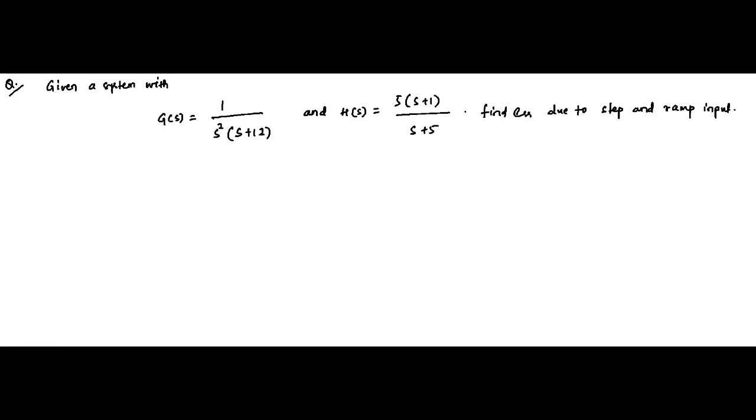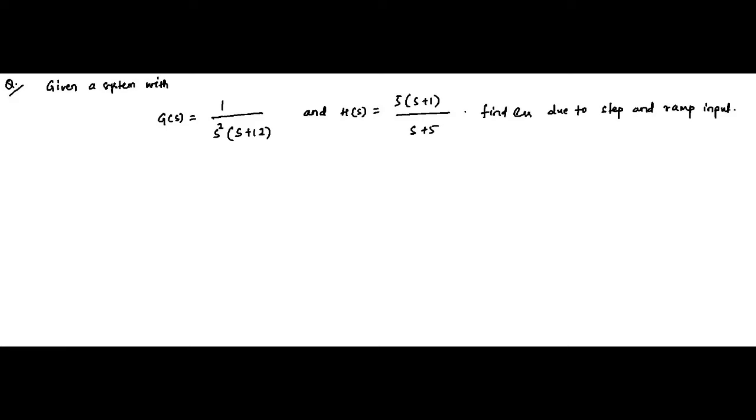So we'll continue our discussion related to error analysis of non-unity feedback systems. This is another question where we have a system whose forward path transfer function G(s) is equal to 1 by s square into (s plus 12), and the feedback path transfer function is 5 into (s plus 1) by (s plus 5). We have to find out the steady state error due to step and ramp input. Okay, so we'll do the usual thing.